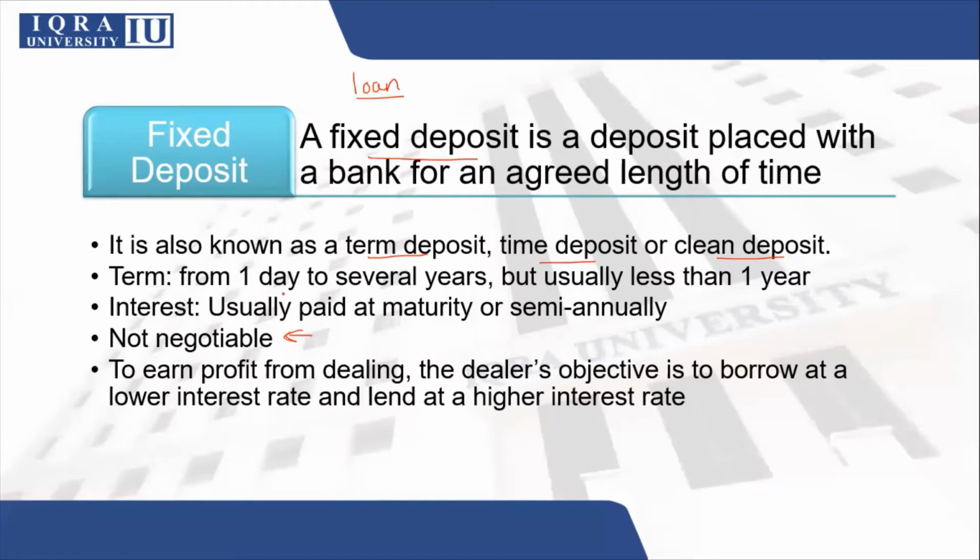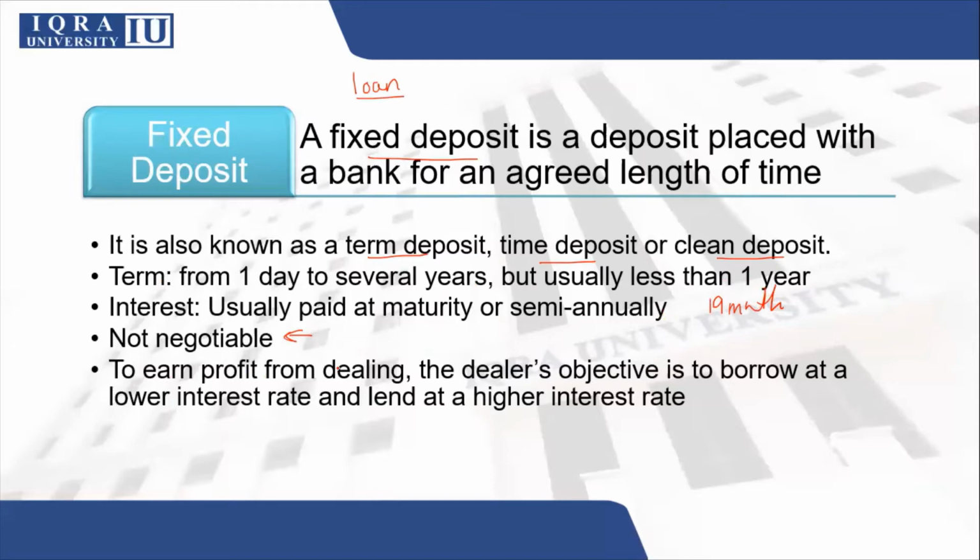Term can be from 1 day to several years, but it is usually less than 1 year, and interest is usually paid at maturity or semi-annually or yearly even. So that would mean that if, for example, there is a 19-month deposit, then interest would generally be paid at the end of 1 year and then at maturity once again.